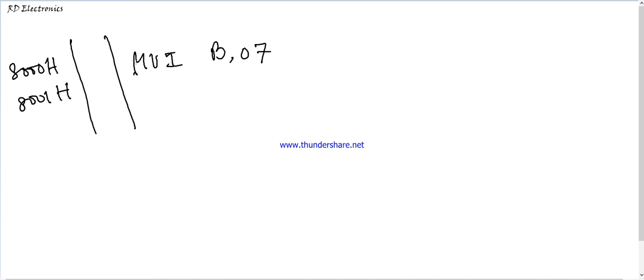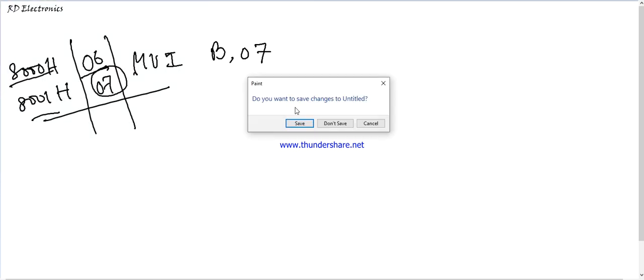So here we write the code 06 and this is 07. Okay, so now in 8000 the content is 06 and in 8001 the content is 07. Okay, now we draw the machine cycle. So first of all, the first operation is opcode fetch.